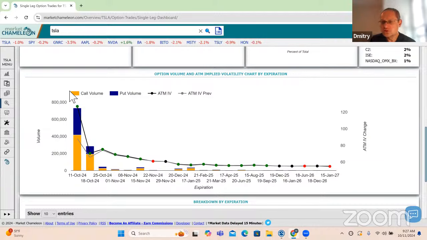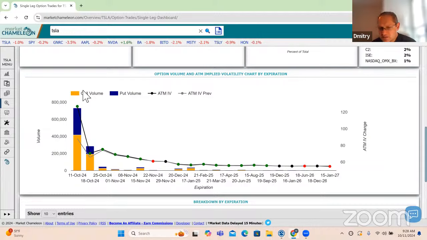It's more than usual. You usually see this around earnings. This is typical because the expectations are, well, there's going to be earnings. Nobody knows what it is. There could be a lot of movement. So that's what we're seeing right now in Tesla.